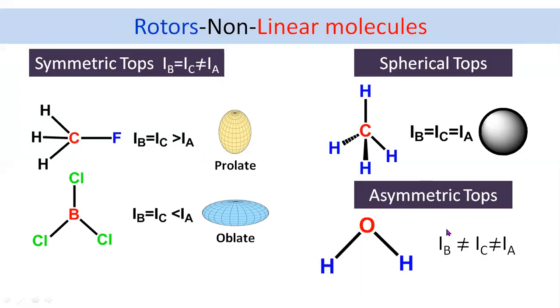Okay, the values of the moment of inertia along the B direction, the C direction, and the A direction are not equal. So this is known as an asymmetric top.